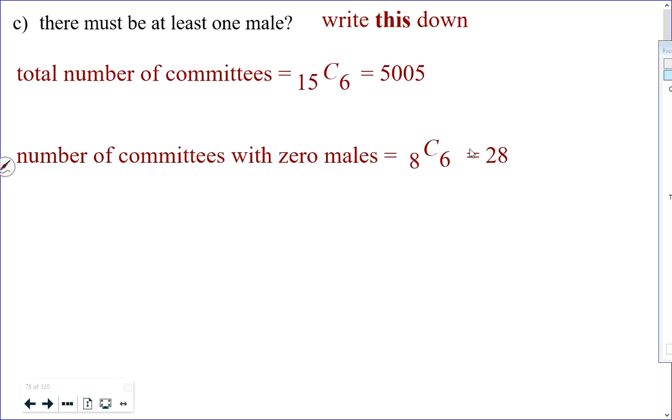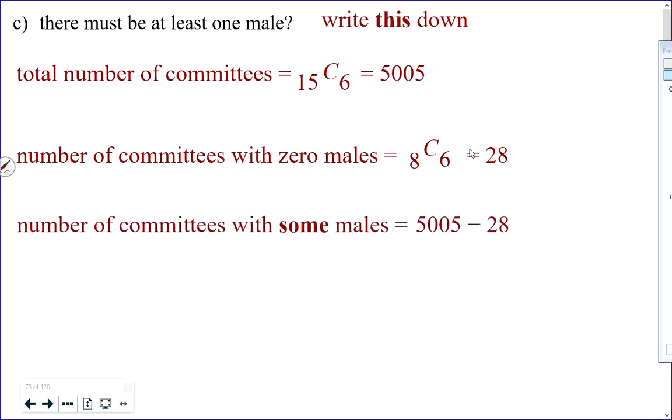So there's 5,005 different committees. Some of those committees have males. Most of those committees have males. But a select few, only 28, don't. So if we subtract them, you get the answer.